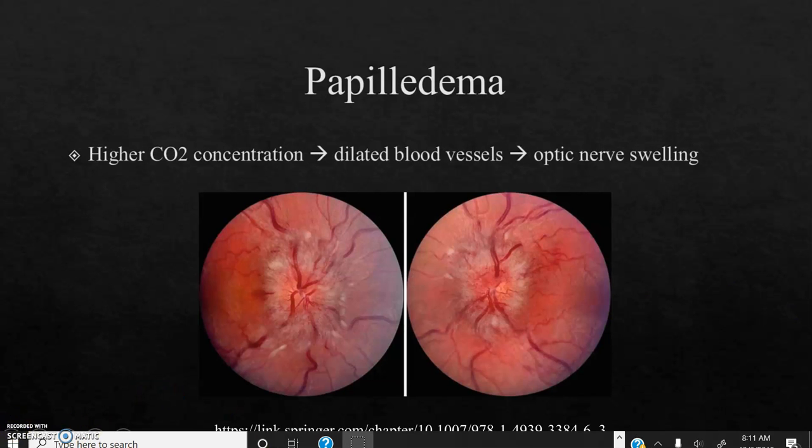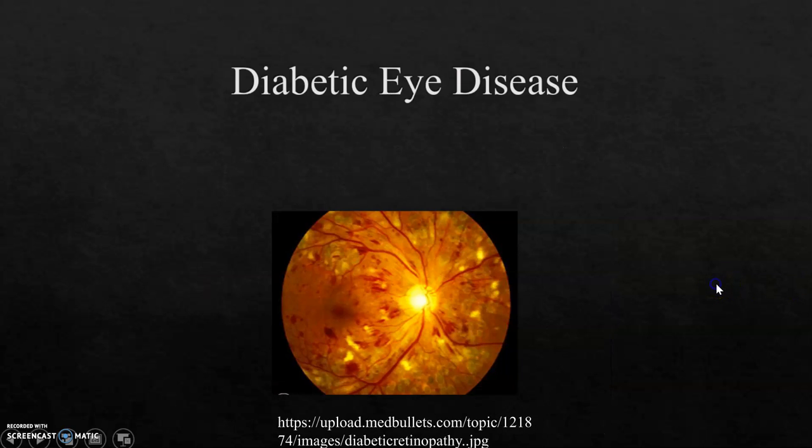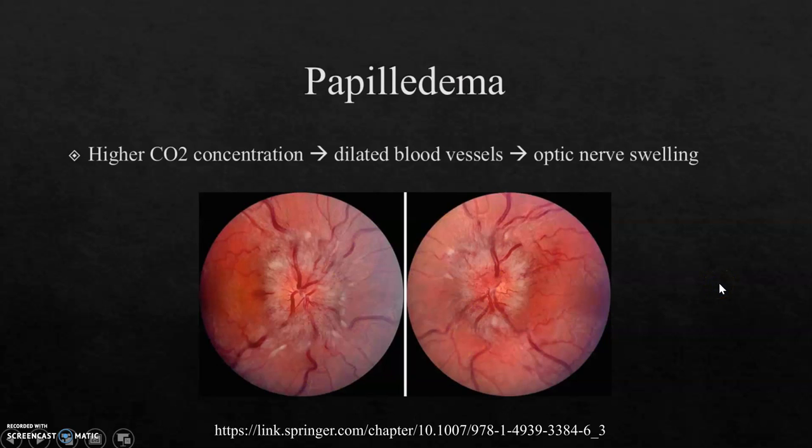Obstructive sleep apnea leads to hypoxia, where an increase in CO2 concentration may lead to dilated blood vessels, increased pressure, and that leads to optic disc swelling or papilledema.